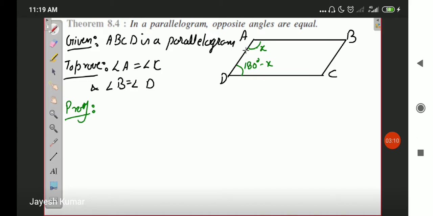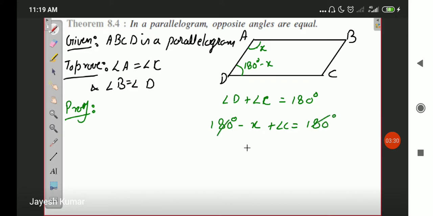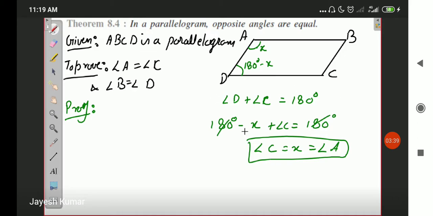Now, after that, I will say that line AD and line BC are also parallel. Taking DC as a transversal, we will say that angle D plus angle C should also be equal to 180 degrees. Now, the value of angle D was 180 degrees minus x, plus angle C equals 180 degrees. You cancel out 180 degrees, x is transposed to the right-hand side, and angle C becomes equal to x, and x was angle A. This is what we are going to do, and I am going to write it down more formally.